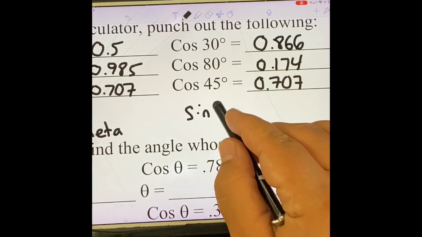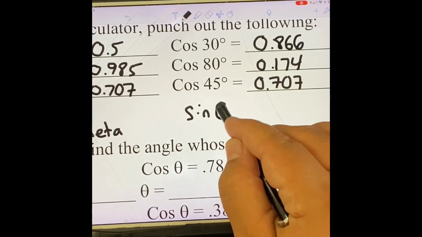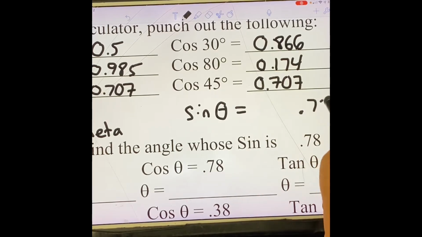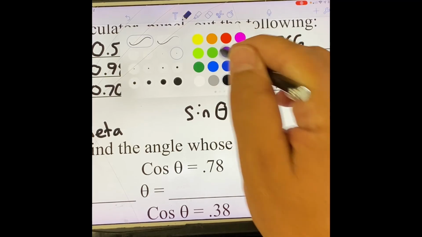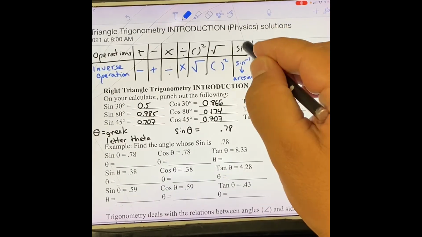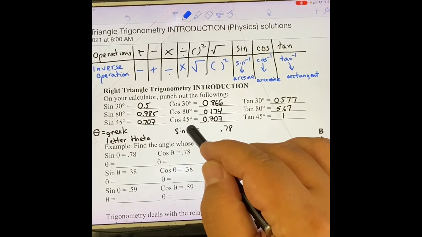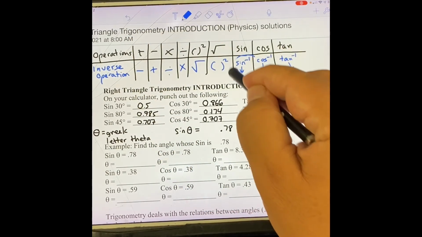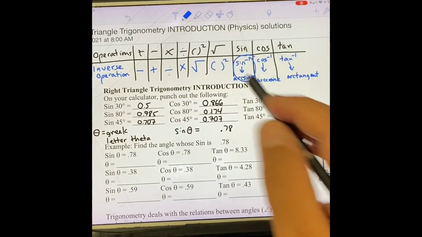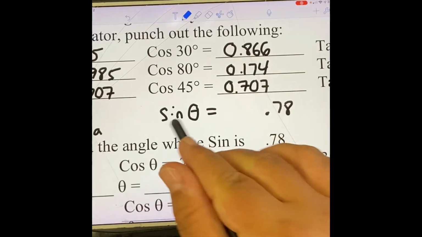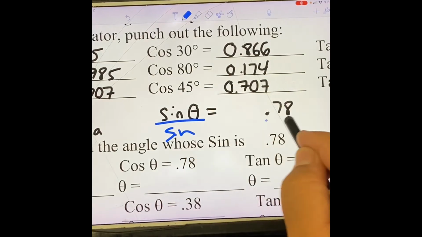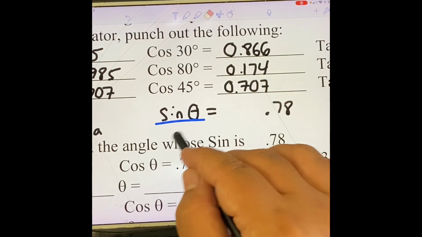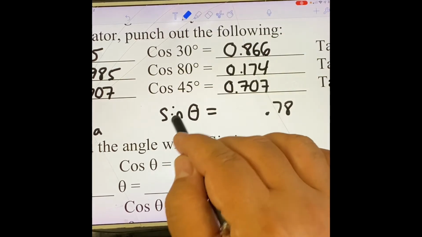Sine of theta equals, and I'm going to spread this out a little bit, 0.78. Now, look at my list up here. In order to get rid of the sine and to get theta by itself, I need to take the arc sine of both sides of the equation. One thing I will not do, ladies and gentlemen, is divide by sine. Sine is not an algebraic factor. Don't do that, okay? We have to do the opposite of sine.